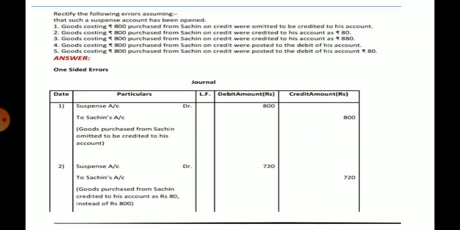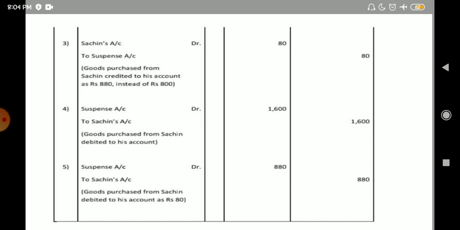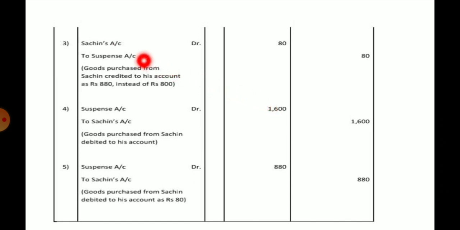Okay. Now the third transaction is goods costing 800 purchased from Sachin on credit were credited to his account as 880. Now there is overstatement because the goods purchase is only for 800, but you entered 880. So 80 rupees is more credited to his account. So now we will rectify this entry by debiting Sachin's account because we wrongly credited him by the overstated amount, that is 80, and crediting the suspense account.